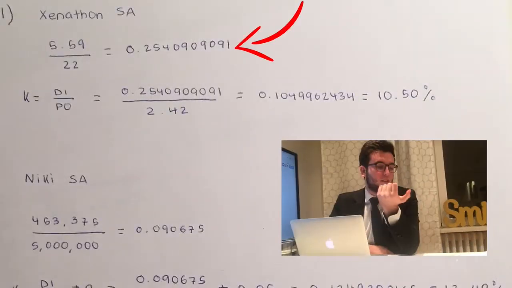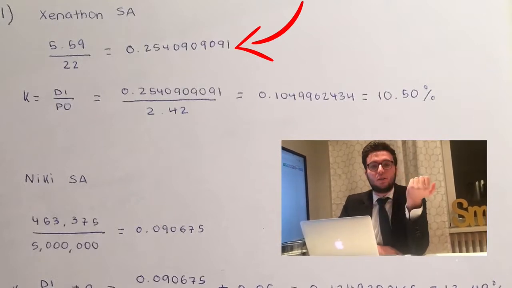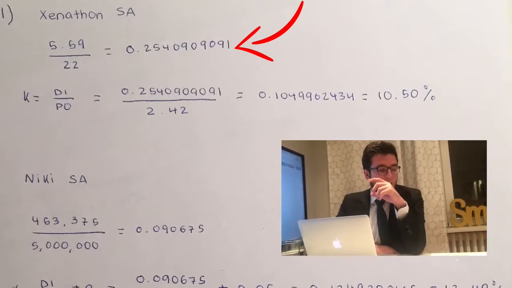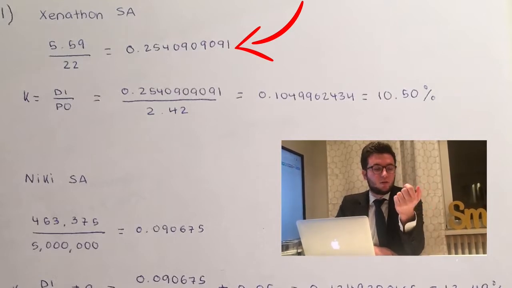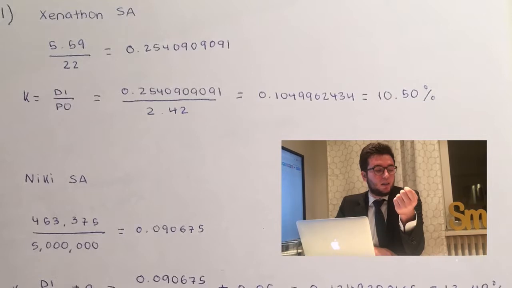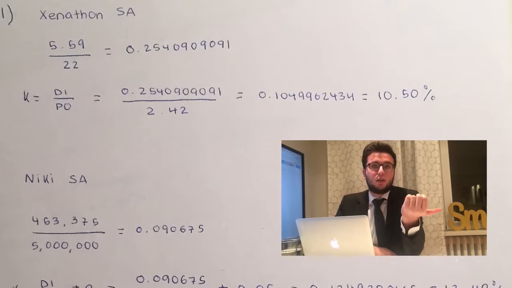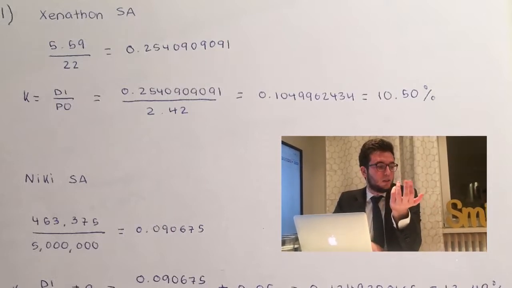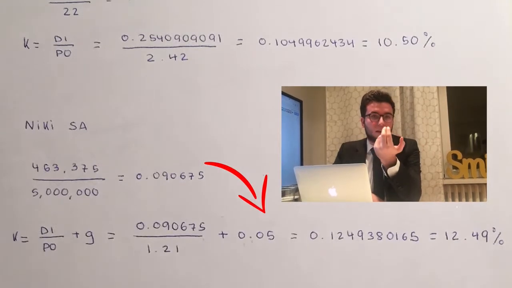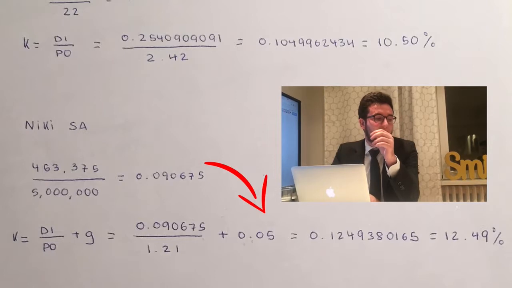To find the equity rate of return, first we had to find the dividend per share, and we divided the total dividend by the total shares. And by finding the dividend per share, we apply it to our formula to solve for K, that is the dividend yield, and we did the dividend per share divided by the initial price of the share to find the dividend yield. In the case of Shenandoah, we didn't add the growth because it's a constant perpetuity, but in the case of Nikki, we add 5% growth because it's a growing perpetuity.